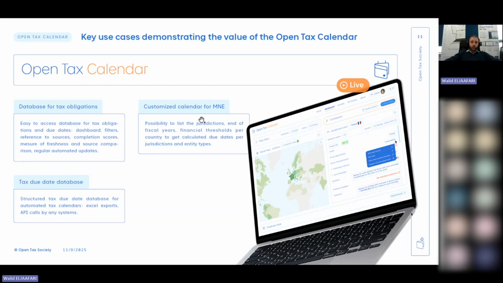What we also want to implement, because there are companies that don't have any calendar management inside of them, is to make it a bit more customizable, so that you can enter the list of entities that you have and the beginning and end of your fiscal year, so that you can already have some form of tax calendar directly in your Open Tax Calendar session.